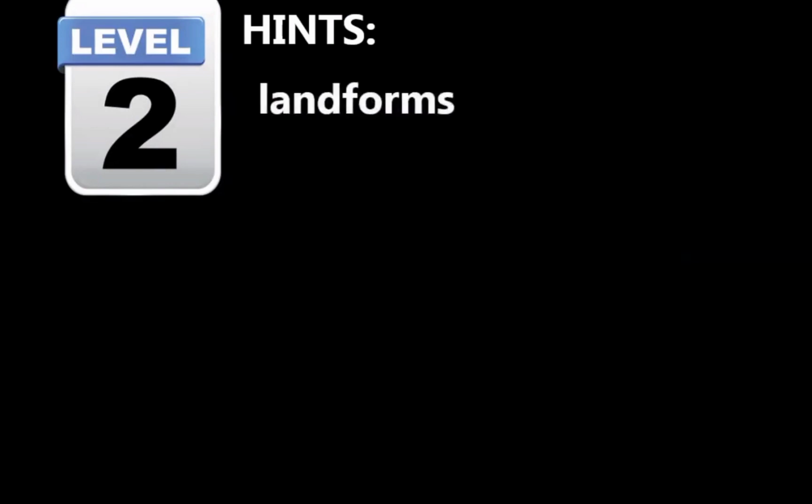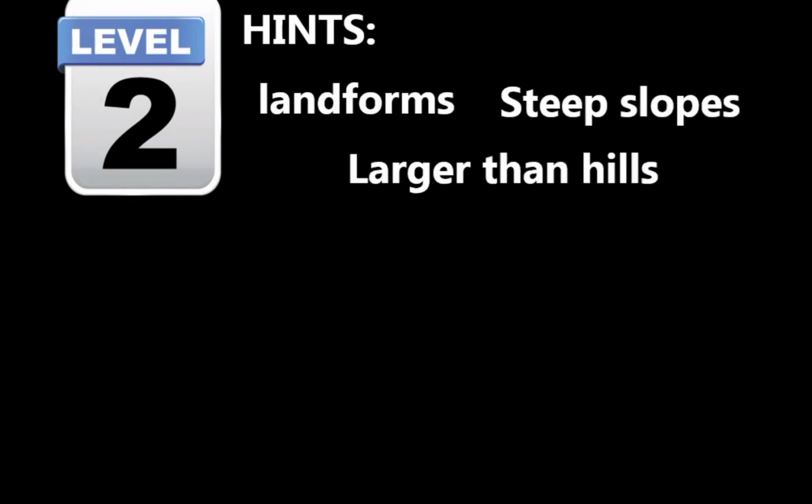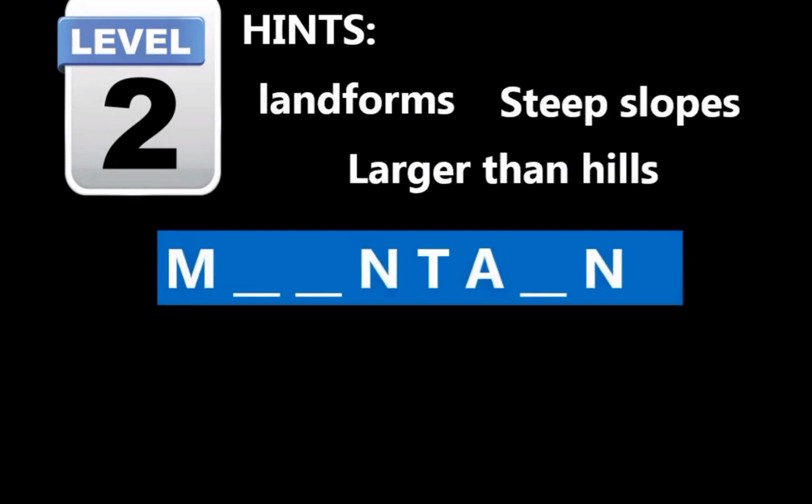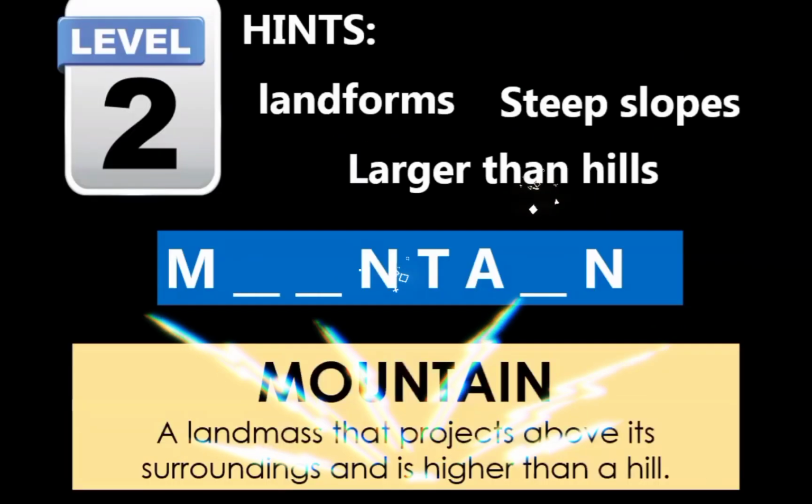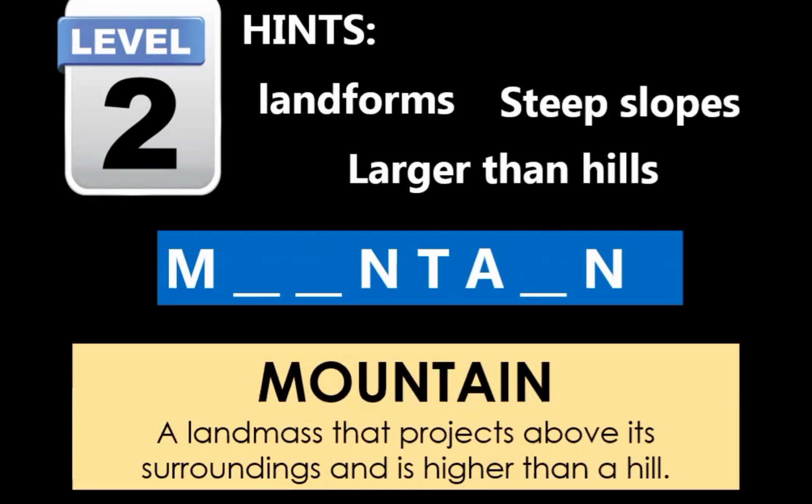Level 2. Here are the hints. Landform, steep slopes, larger than hills. What is the mystery word? Marvelous! The mystery word is mountain, a landmass that projects above its surroundings and is higher than a hill. Mountain.